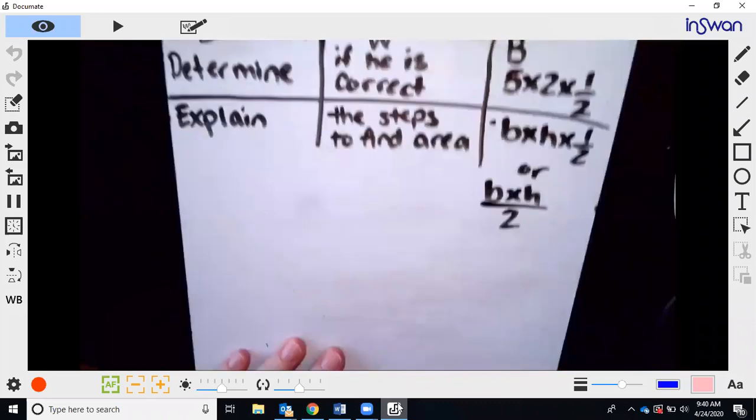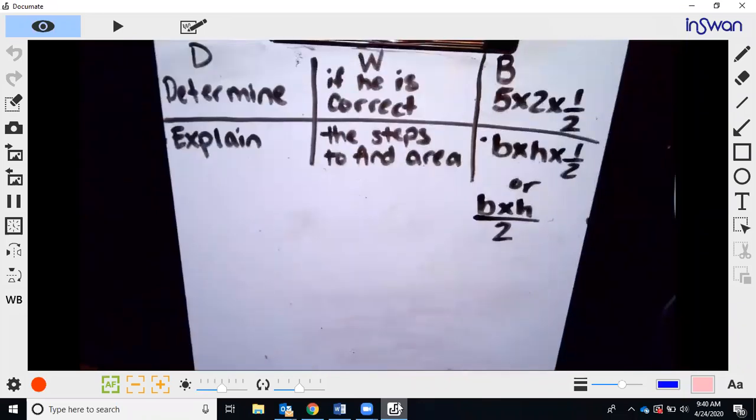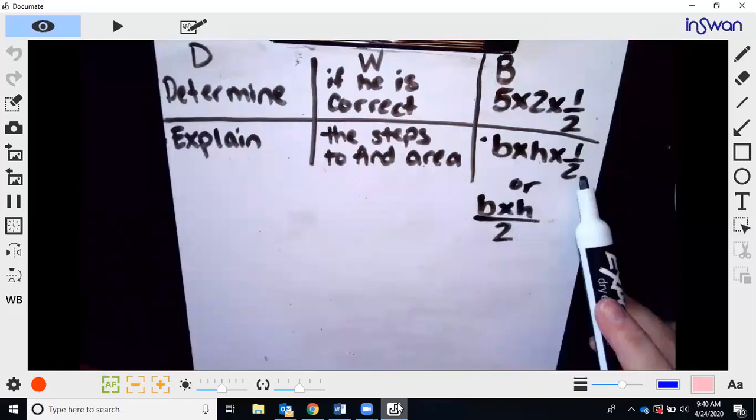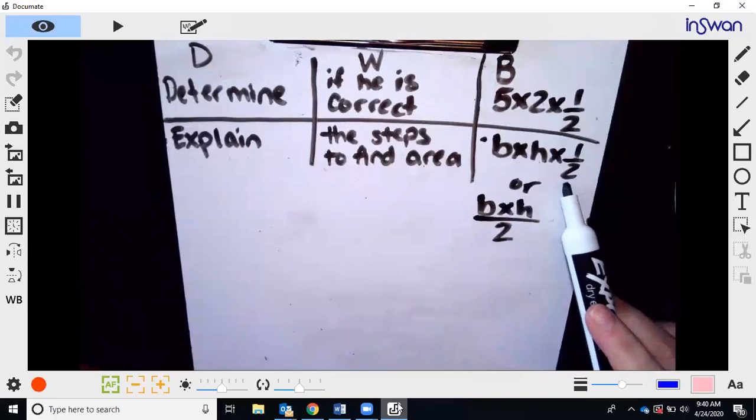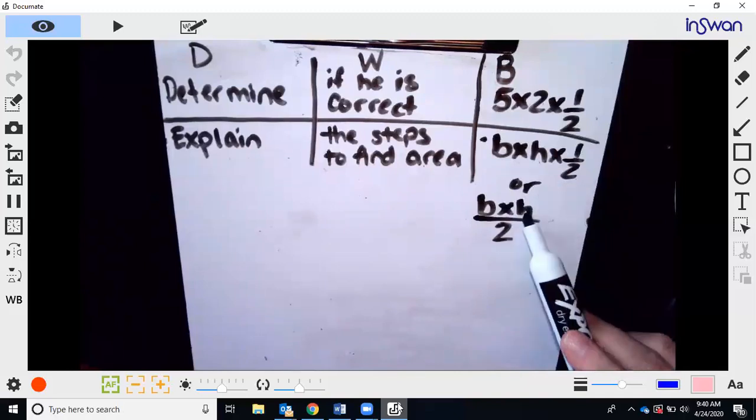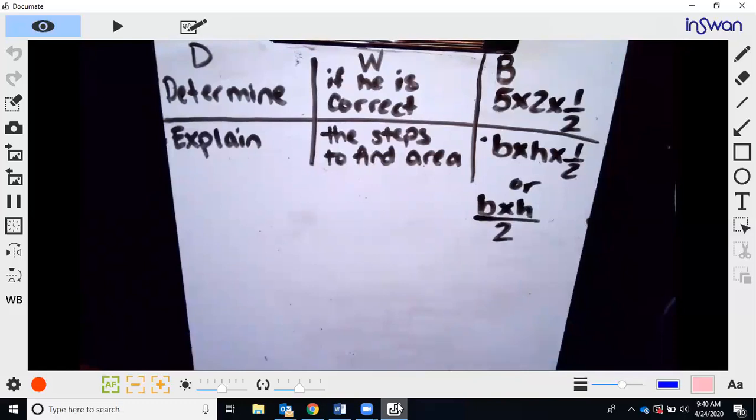Move this up here. There we go. Yours should look like this as well. In order to find the area of triangles, we need to do base times height times half. That sounds pretty fancy. Really what it is, is base times height divided by 2. So you can do it either way, and I'm going to show you both ways today on how to get your correct answer.